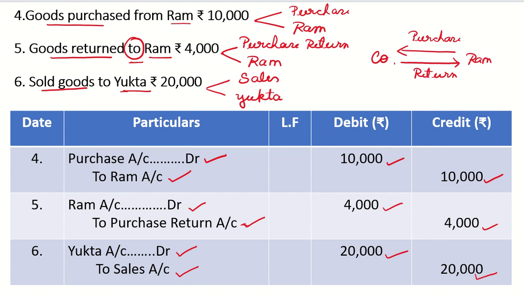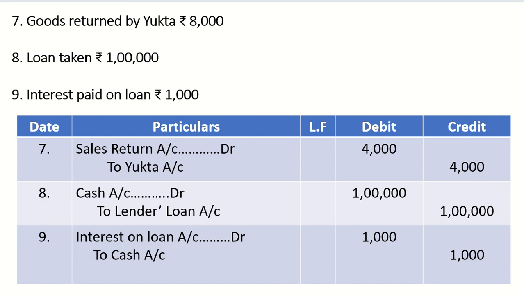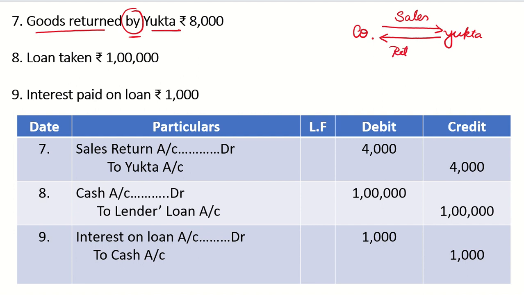Fine. So next we'll go to the seventh entry, that is goods returned by Yukta. Now see here there is a company. Goods returned by Yukta, they are saying. So Yukta is a person here. She is returning it back to the company. Now, when she is returning it back, it means the company has sold the goods to Yukta first. So goods have been sold by the company to Yukta, and now she's returning it back. So what gets affected here? Sales return account.